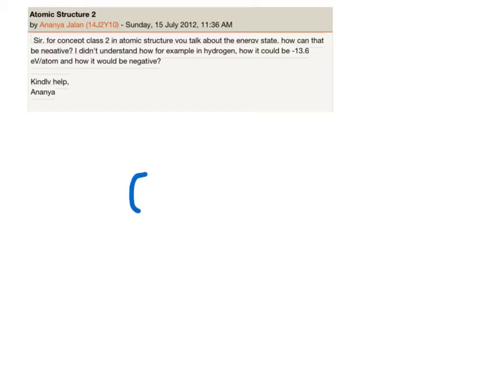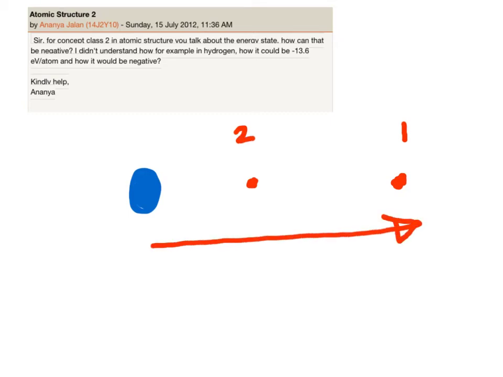Practically, let's say this is our nucleus, and let's say this is our electron, over here. This is case 1 and this is case 2. When the electron is at this long distance, practically a very large distance away from the nucleus, its potential energy is zero. Okay, that's the convention. When it comes closer, then the question is what happens to energy.